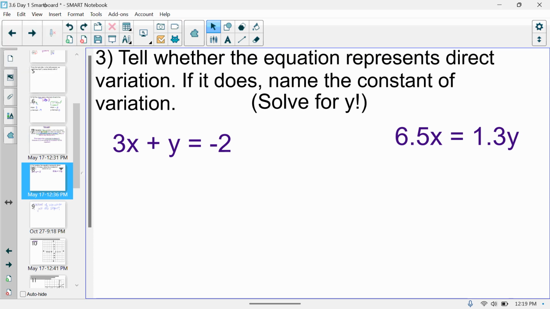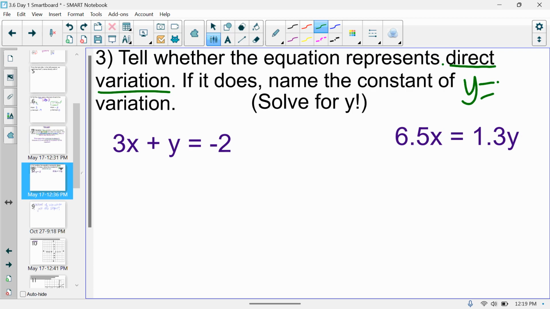Tell whether the equation represents direct variation. So the formula for direct variation that we just had a definition of looks like this. There's no plus anything because b is 0, okay? So basically, if we have to tell whether it represents direct variation, it's like me telling you, does it look like this or not, okay?